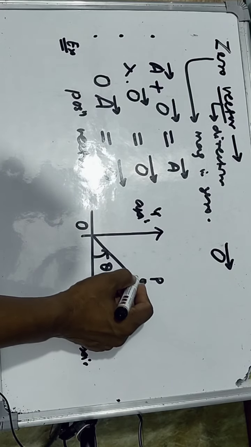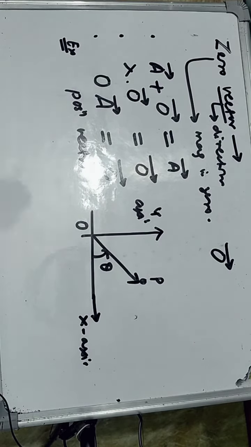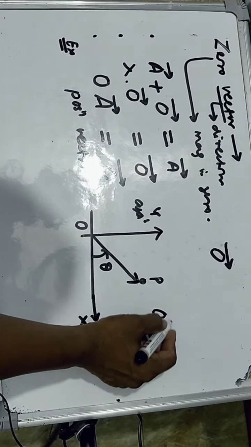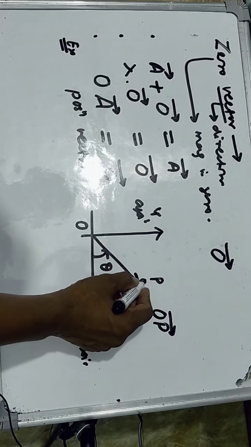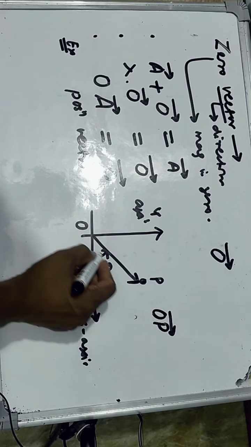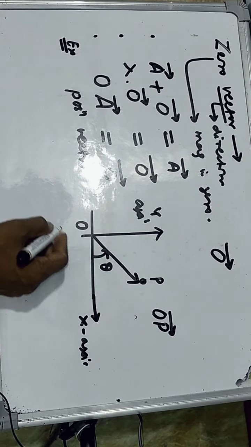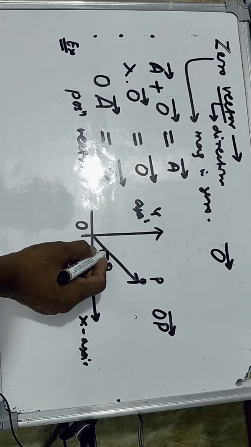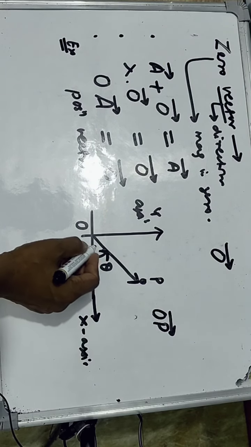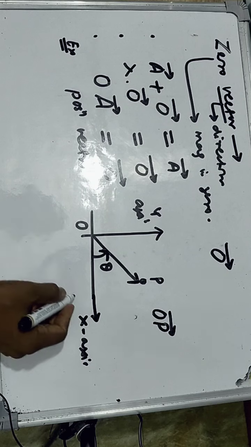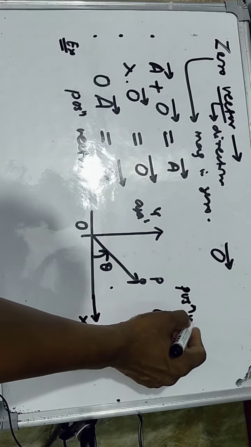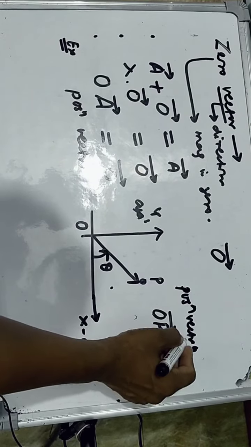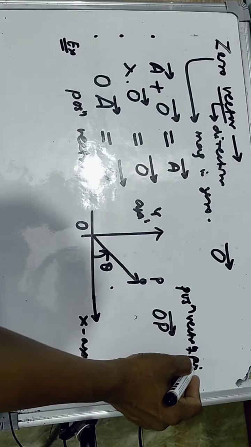Position vector of point P will be OP. That means it will indicate P is located at a distance OP from origin and in a direction which will make angle theta with x axis. This is the position vector of point P.